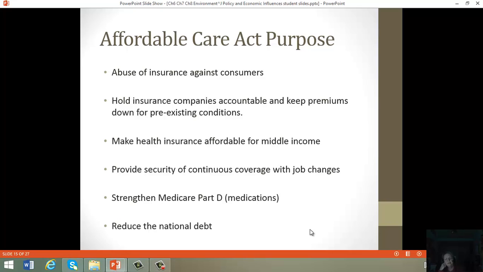And then to strengthen Medicare Part D. Medicare Part D was made allowable for persons with Medicare to pay for medications. Those used to not be paid for at all. Now they're paid for, but people who have a high medicine bill, say $500 or $600 a month, go into the donut hole about the middle of the year. So it's supposed to help with that. And then also to reduce the national debt by persons not using emergency rooms and not becoming so sick that they could not afford care, and then it costs more with their illness.